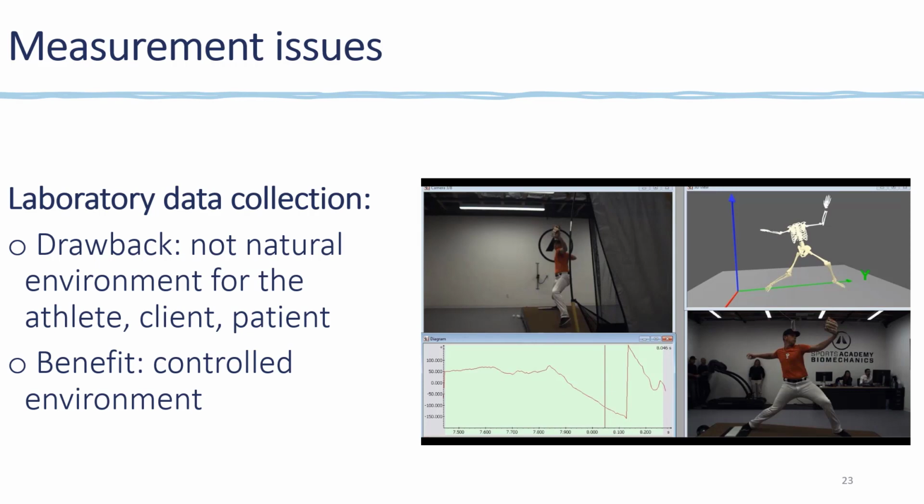So the lab should be set up to duplicate as closely as possible the environment in which the movement would normally occur. Now, on the other hand, the benefit of having these lab-based data collections is your ability to control the environment. So things like cameras, lights, temperature, those are always the same and controllable in a lab setting.